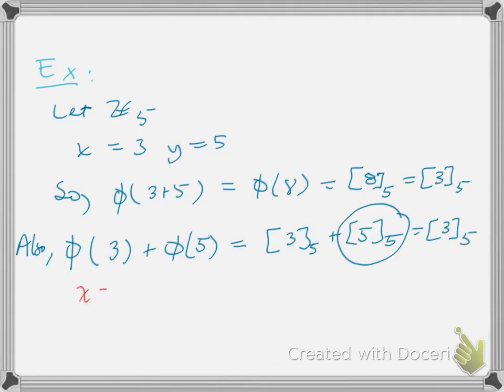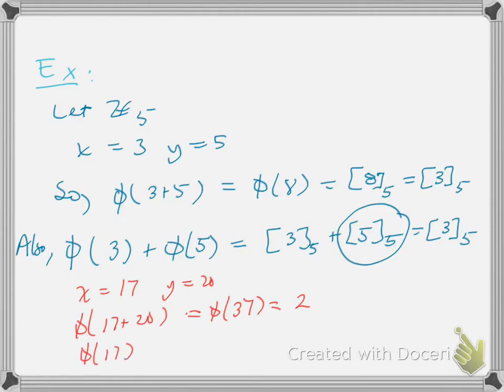Another example: X is 17, Y is 20. So phi of 17 plus 20 equals phi of 37, which is 2 under mod 5. And so phi of 17 plus phi of 20 will give us 2 plus 0. And so we'll get the same thing.